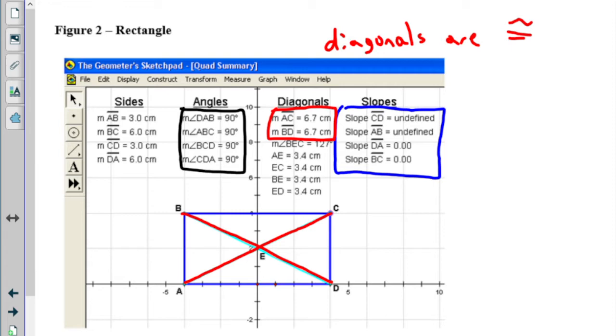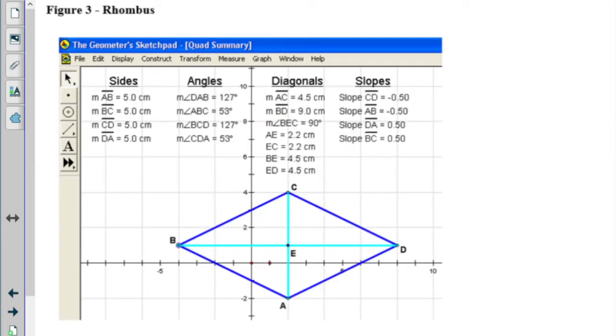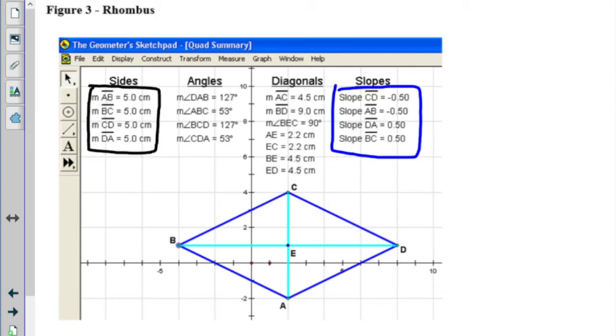So there's our rectangle. The next one we're going to look at is a rhombus. Notice a rhombus doesn't have the right angles. Notice that a rhombus is a parallelogram. Slopes are the same. C to D and A to B are parallel, and so are D to A and B to C. But here's the part that makes it a rhombus, is our side lengths here. They're all 5. They're all the same. So all 4 sides are the same. That's what makes it a rhombus. That's our definition of a rhombus.